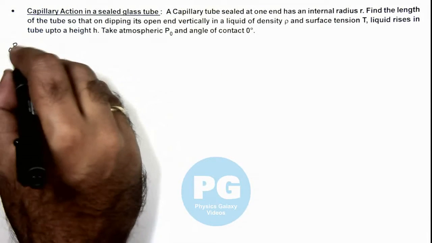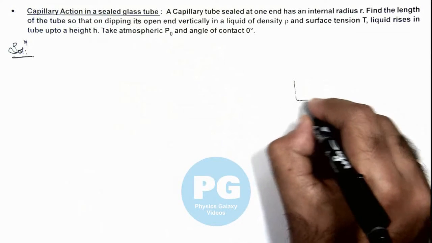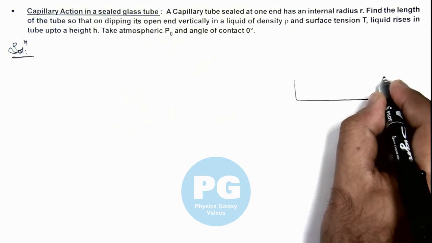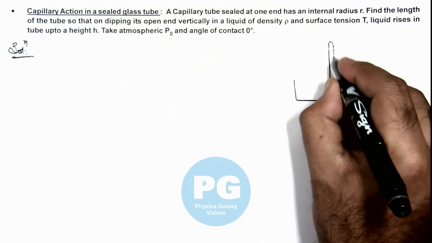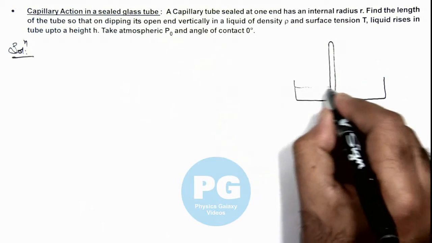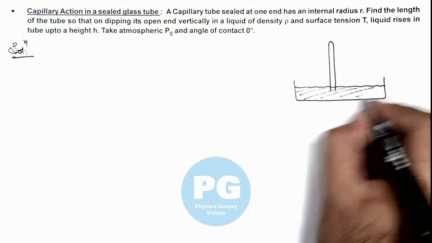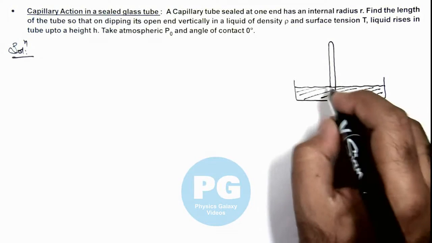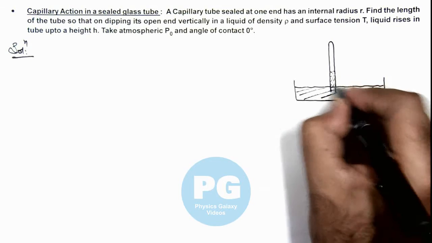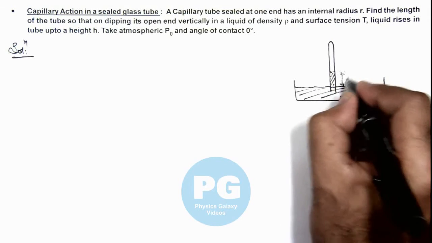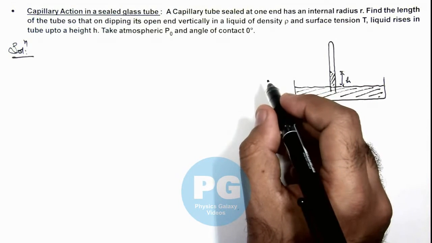So if we draw the situation corresponding to the given case in the problem, say we are having a liquid in which the tube is placed in inverted fashion. So in this situation, when the tube is inverted, we are given that the liquid will rise in the tube up to a height h. And atmospheric pressure we can consider as P0.